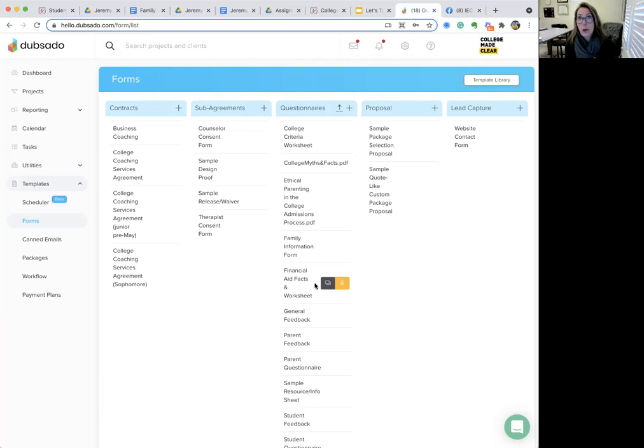So those are the two big tools that I use, the two ways that I use Dubsado, the canned emails and the forms, and College Planner Pro for the rest of the relationship.